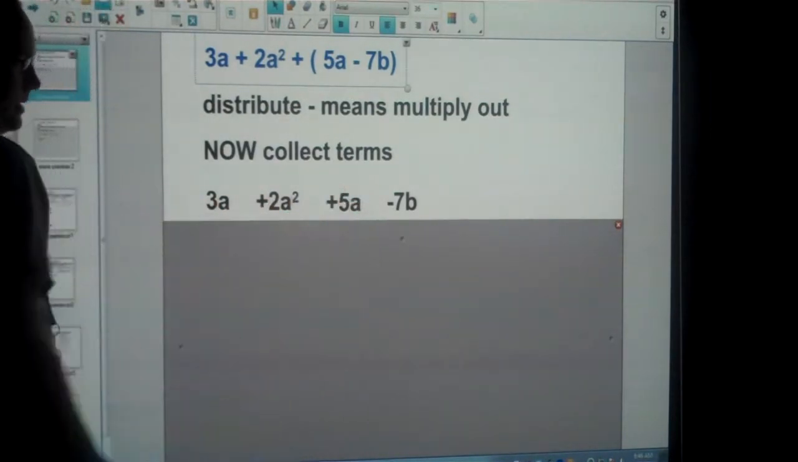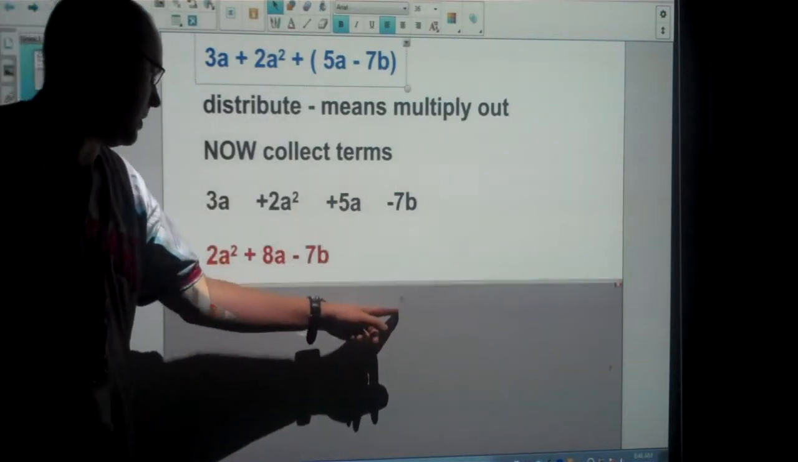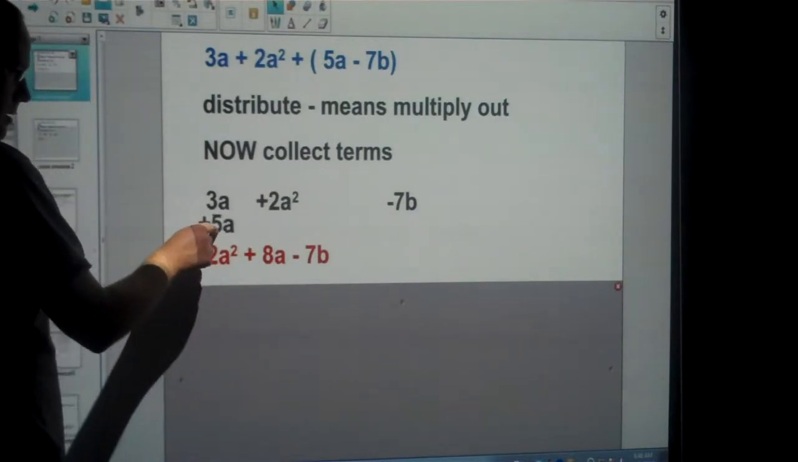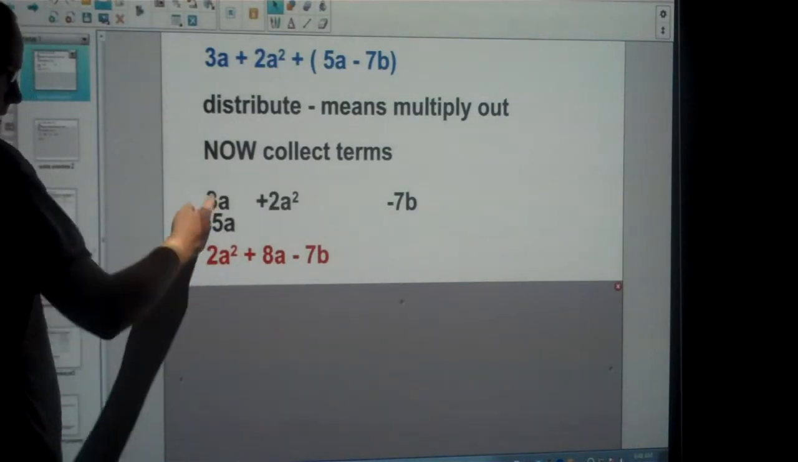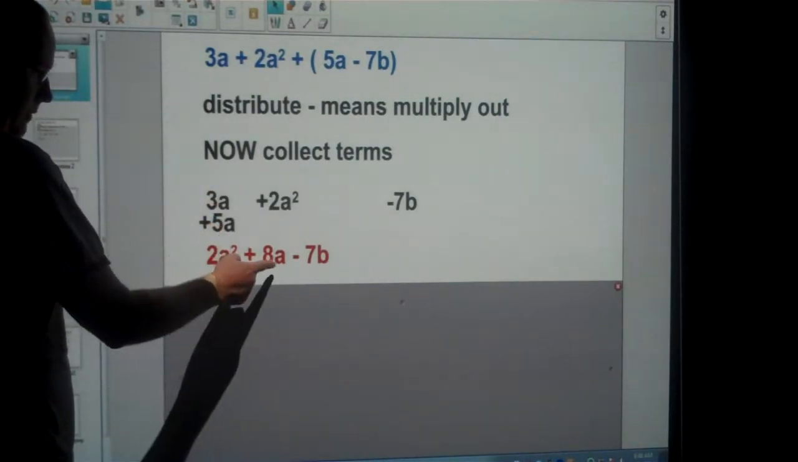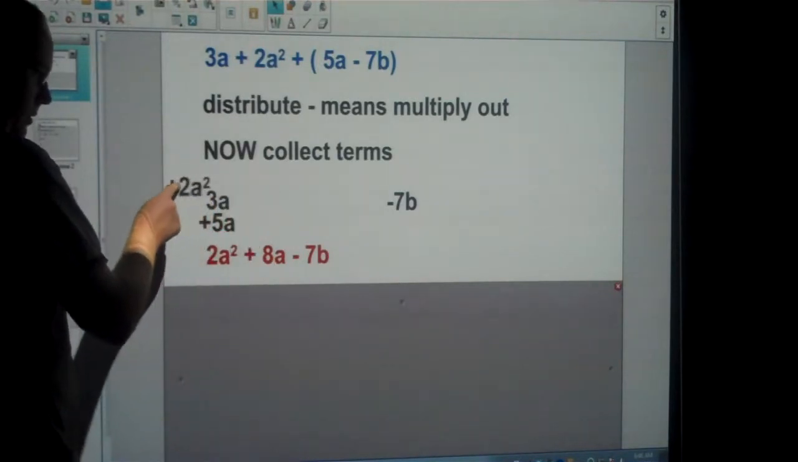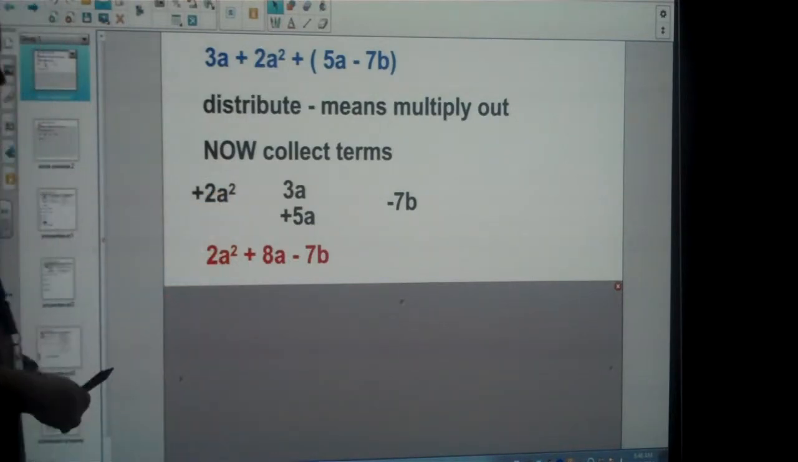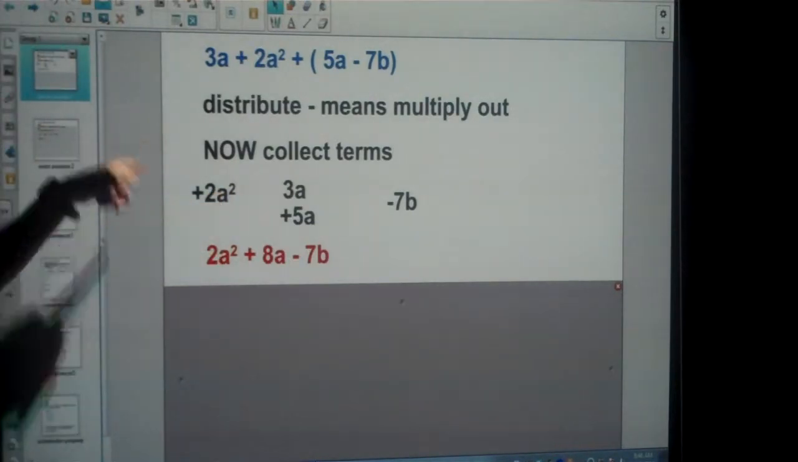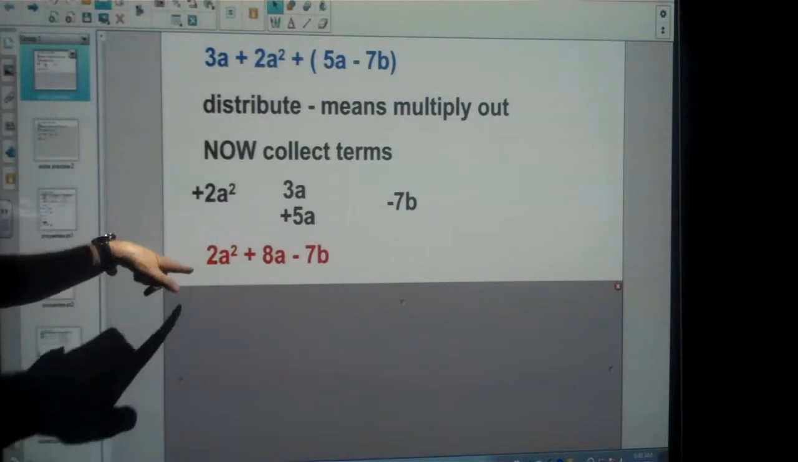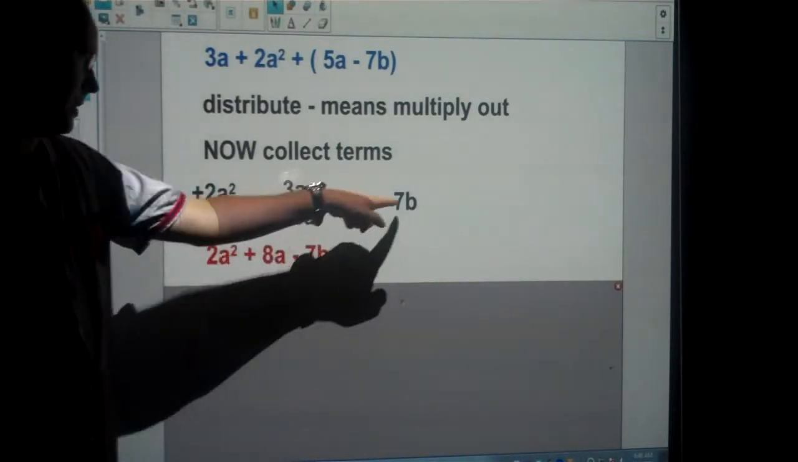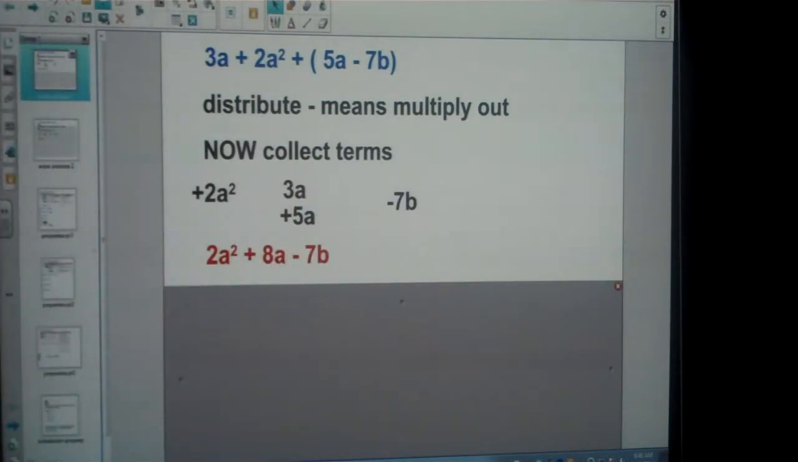Now once it's written like this, I think it's a lot easier to collect terms together. So I can see that this term here goes with this term here, and I can add these together. So 3a plus 5a is 8a. Now also we want to do our highest powers first, so I'm changing the order here. And this is called standard form. So my answer for this question is 2a squared, 3a plus 5a is 8a, and then the last term we have is take away 7b. So I can put subtract 7b.